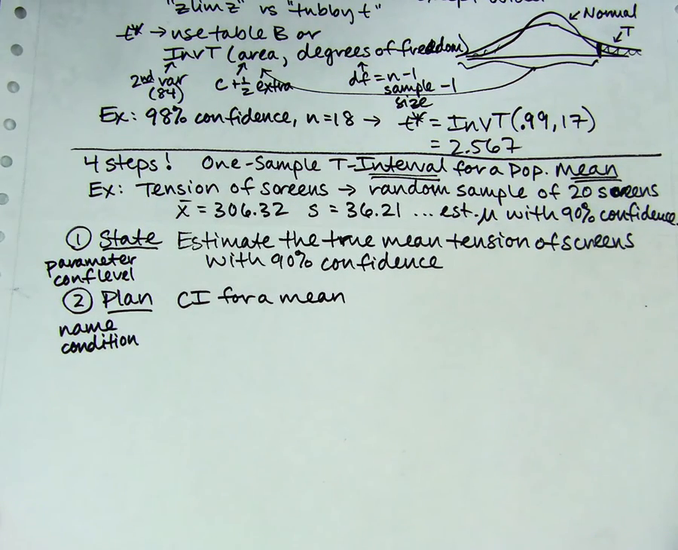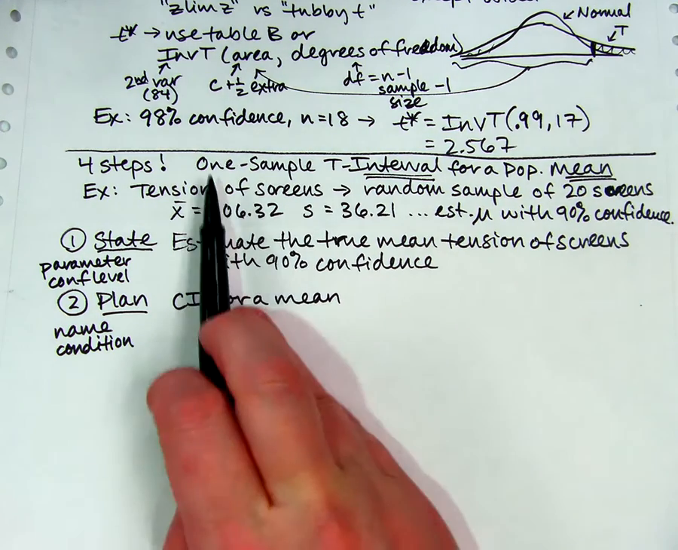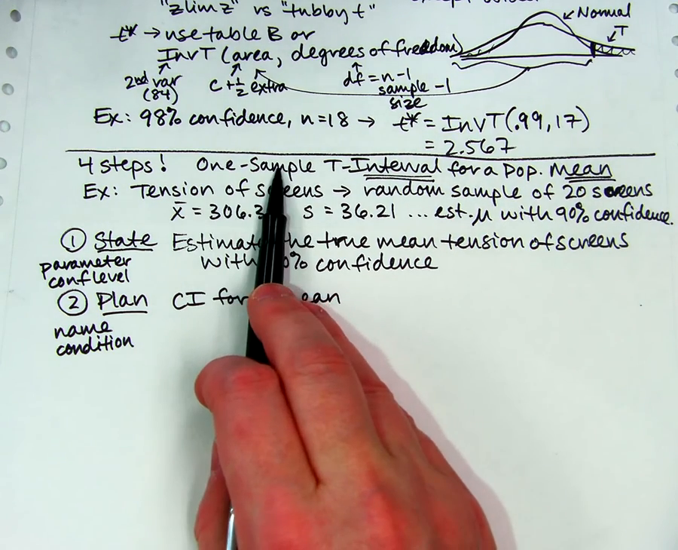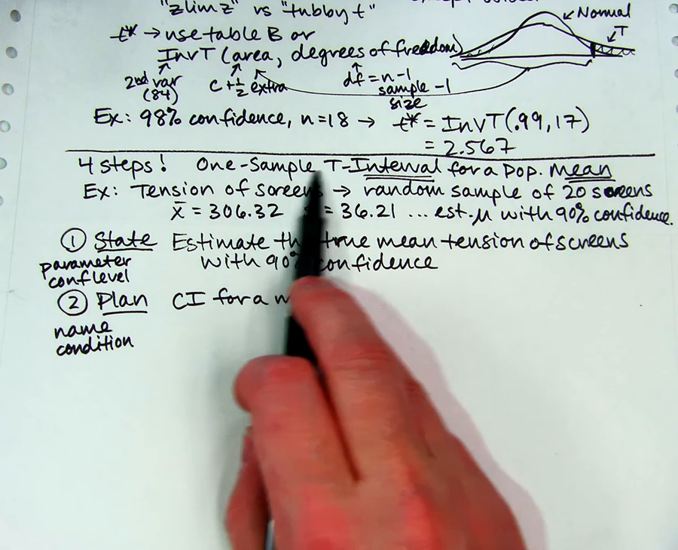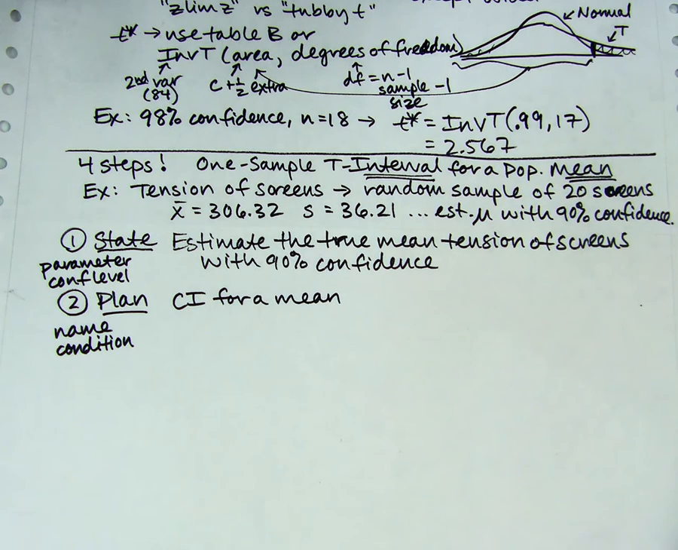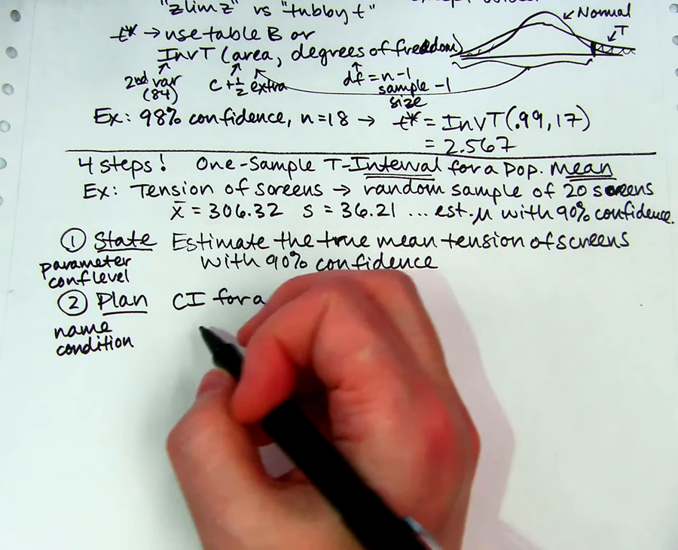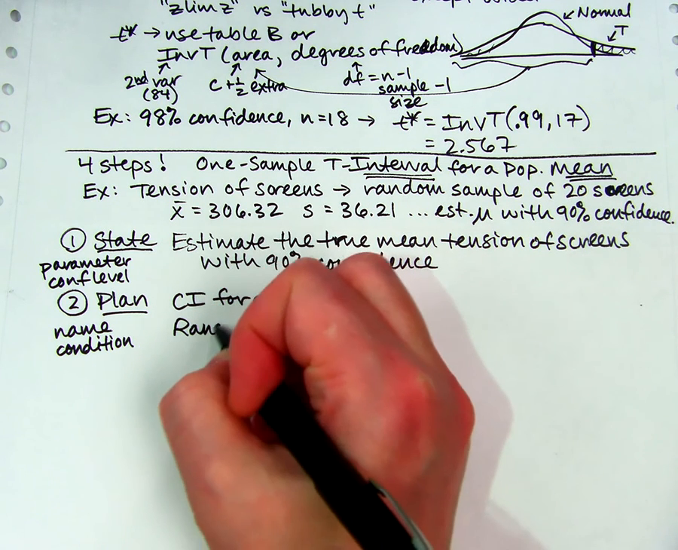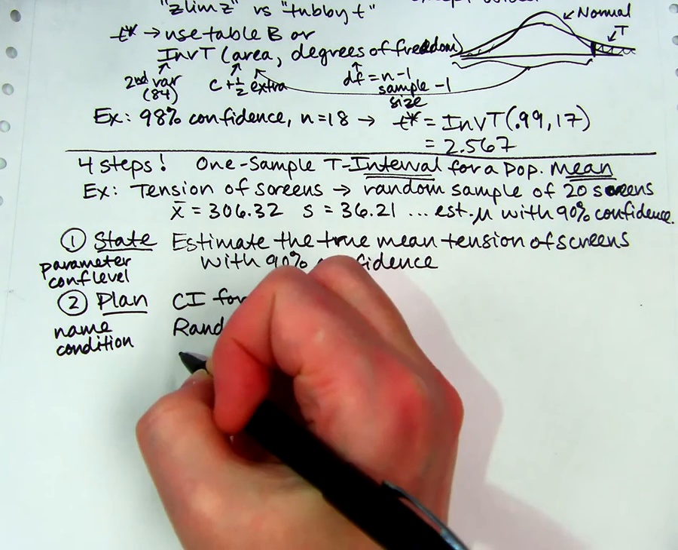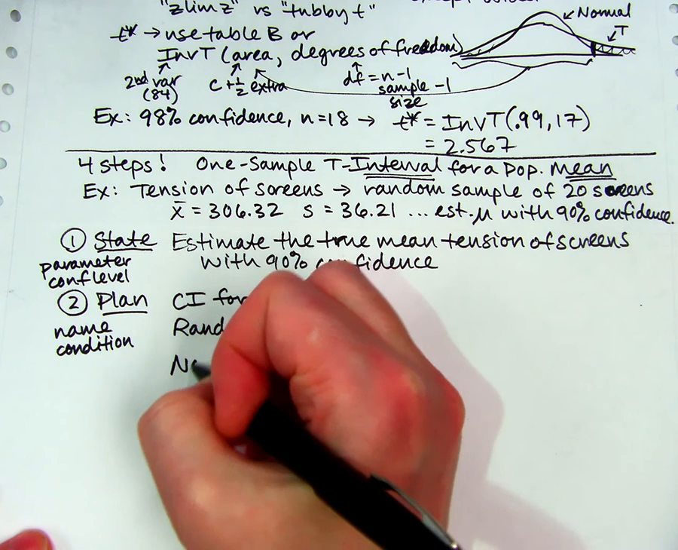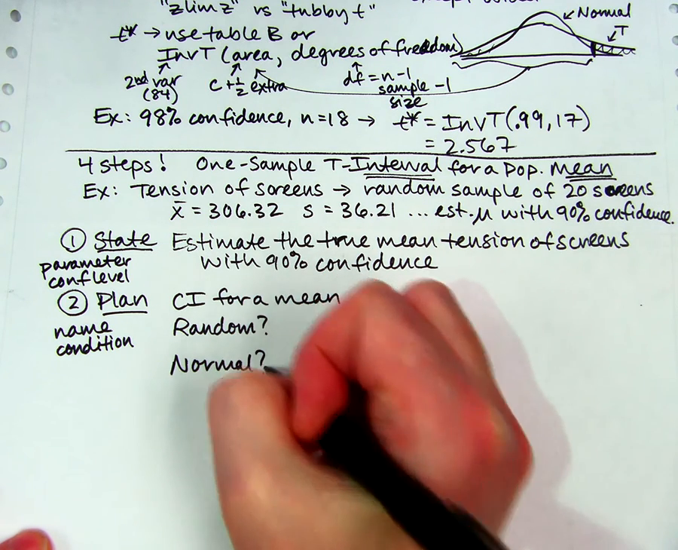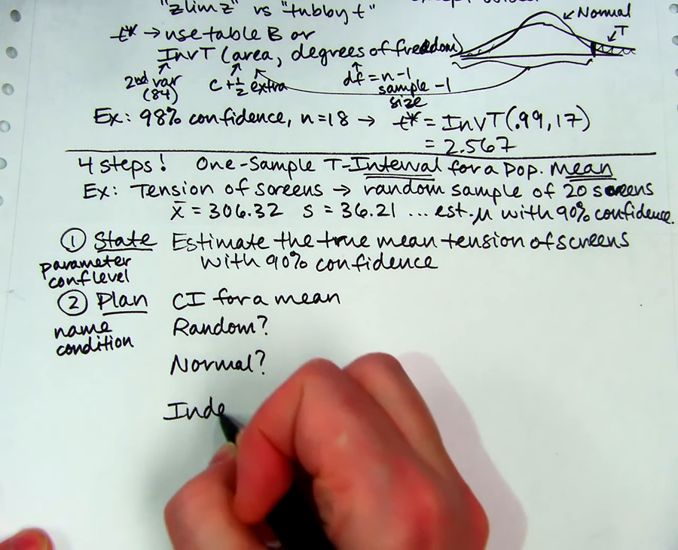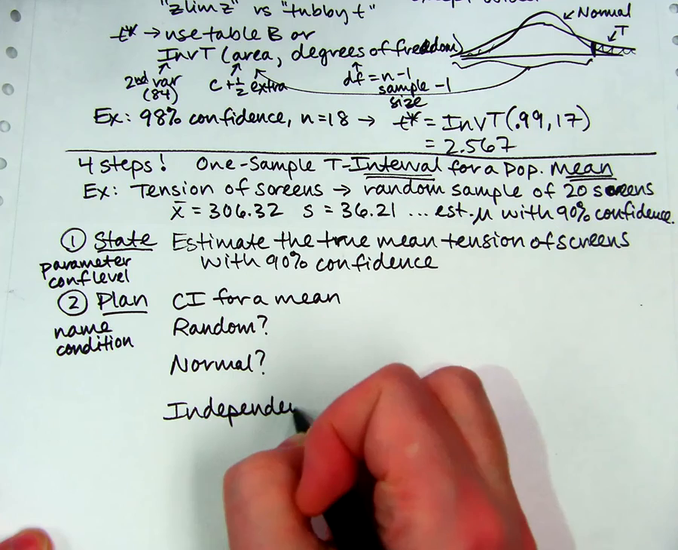We will learn some other types later, and this one sample thing is a hint that later we're going to do 2 samples at a time, and we're using T, but you don't have to say that because I'm going to assume you're going to use T, right? The 3 conditions have not changed much. We're still going to have random and normal and independent, and you're going to get really good at checking all 3 of these.